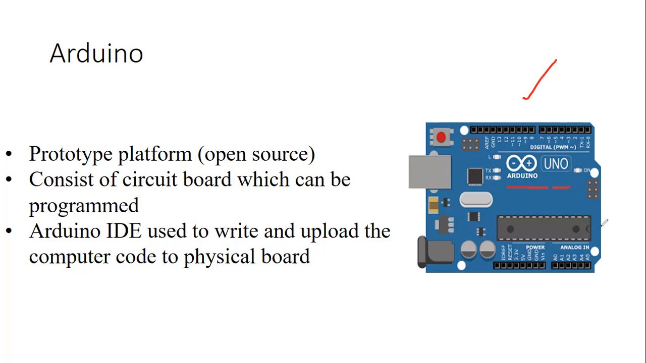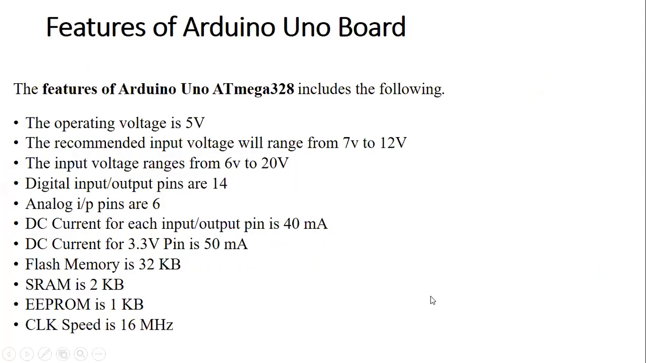So what is Arduino? Arduino is a prototype platform. This is open source. And it consists of a circuit board which can be programmed. You can make your program on a computer, on Arduino IDE, then you can upload that program on this Arduino. Here, what is used for writing the program? Arduino IDE is used to write a program, and then that program is uploaded to this physical board. So these are a few details of this Arduino board. And these are some important features of the Arduino Uno board.